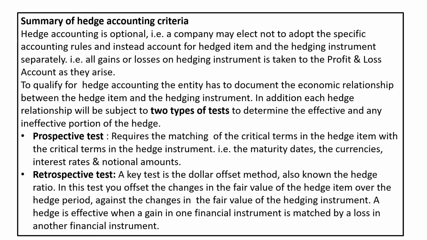The second test is the retrospective test. A key test is the dollar offset method, also known as the hedge ratio. In this test, you offset the changes in the fair value of the hedge item over the hedge period against the changes in the fair value of the hedging instrument. A hedge is effective when a gain in one financial instrument is matched by a loss in another financial instrument.